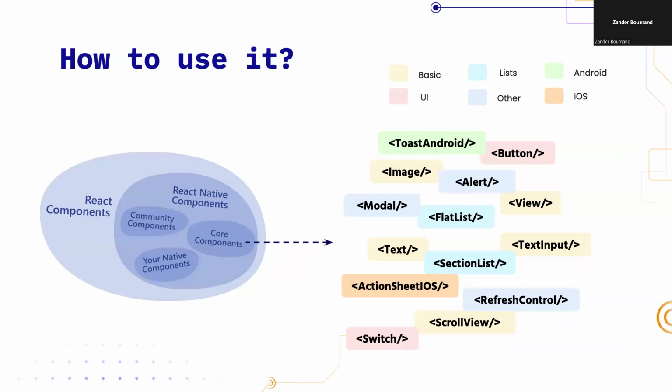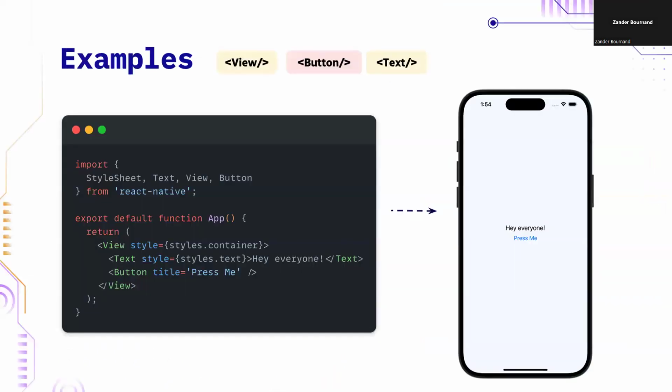All of these, some are used for lists, some are used for Android or iOS specific, some are used for UI, and others. You have a whole list of them, and you can use them to ultimately provide a native-like experience to your users. So here are some examples of how you might use them. This is what a very basic React Native screen might look like.